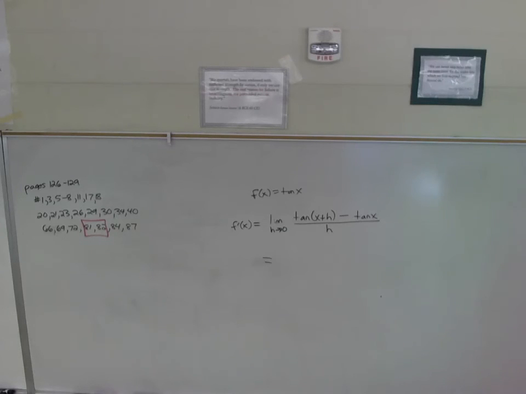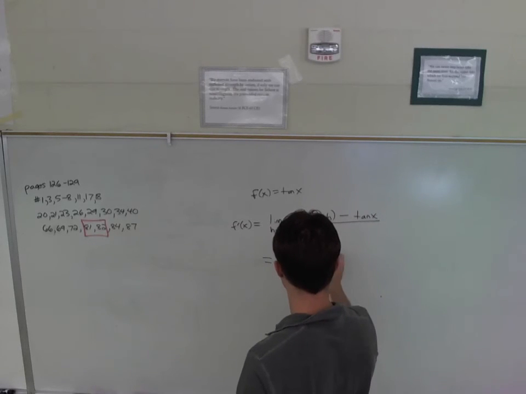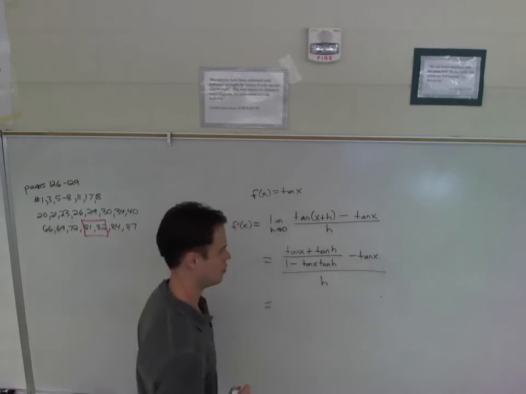Tangent of u plus or minus v is tangent of u plus or minus tangent of v over 1 minus or plus tangent u tangent v. So we got tangent of x plus h, and we did this last year. Tangent of x plus tangent of h over 1 minus tangent of x tangent of h, minus tangent of x. So this one's ugly.